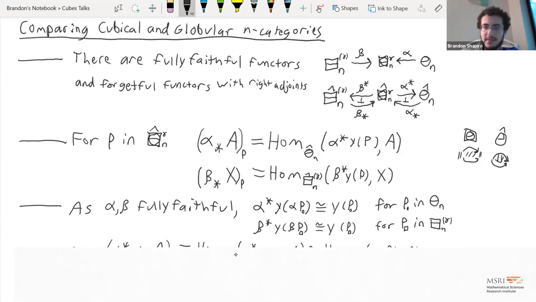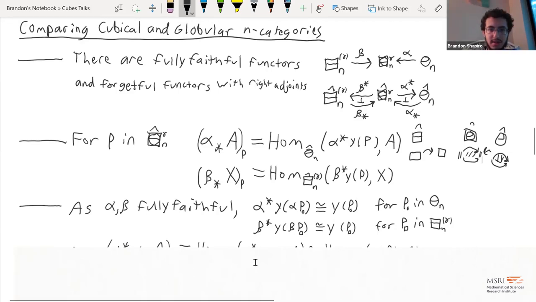And likewise for squares in the cubical version. There you go. Just squares in there.